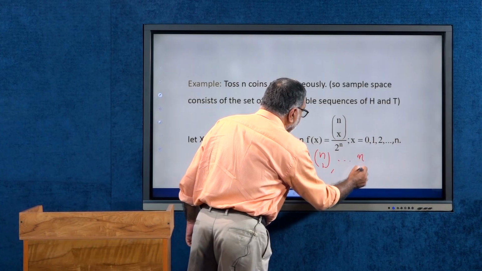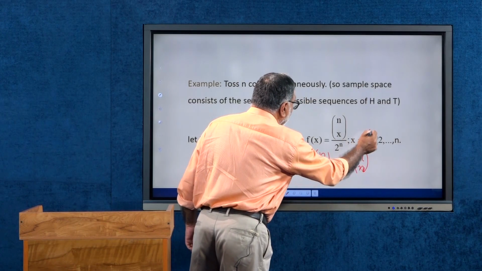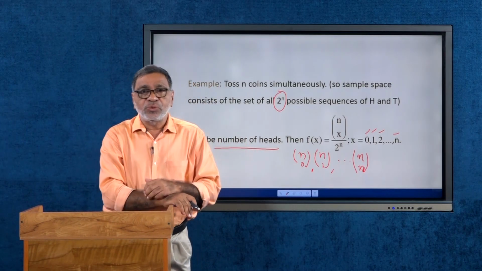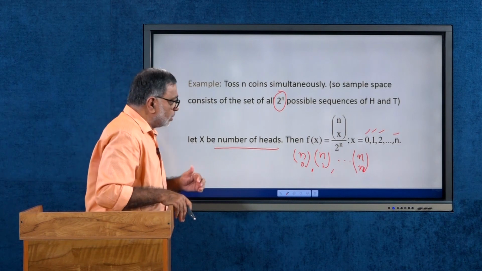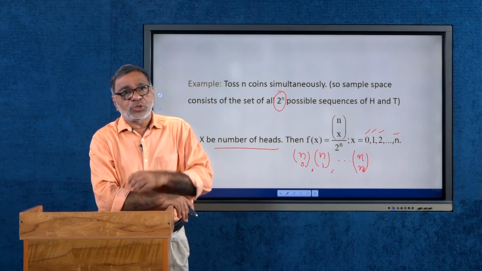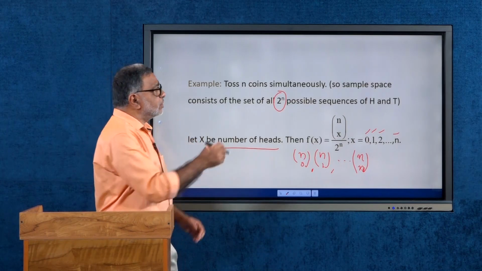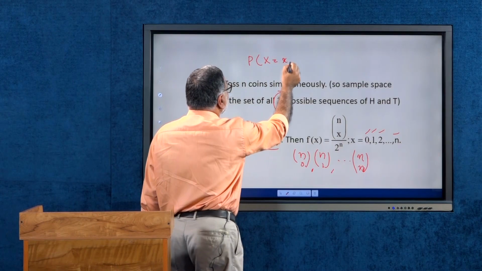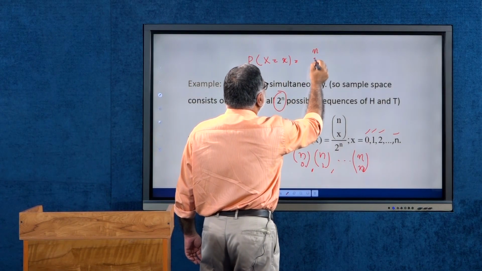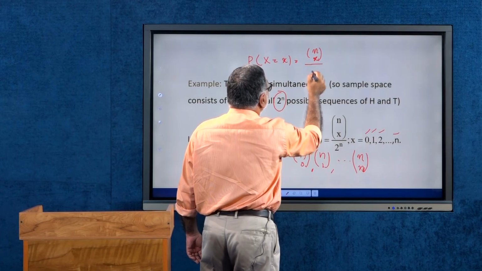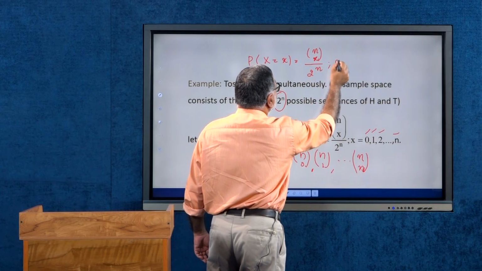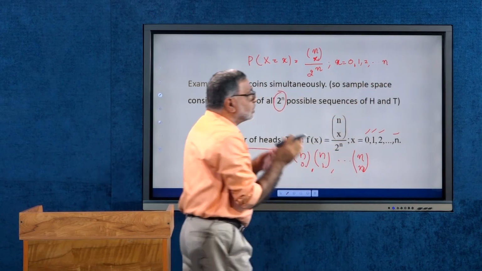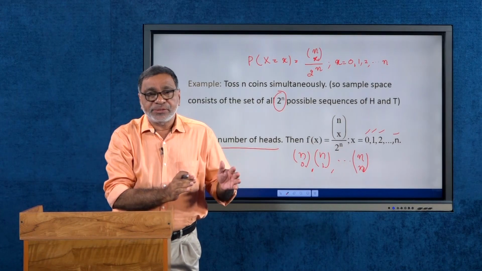up to nCn. So corresponding to the values 0, 1, 2, etc. up to n, the favorable cases are nC0, nC1, nC2, etc. up to nCn. So the probability of getting x, that is probability of X equal to x, is equal to nCx divided by 2 power n, where x is 0, 1, 2, etc. up to n. So this is the general case of the last example.